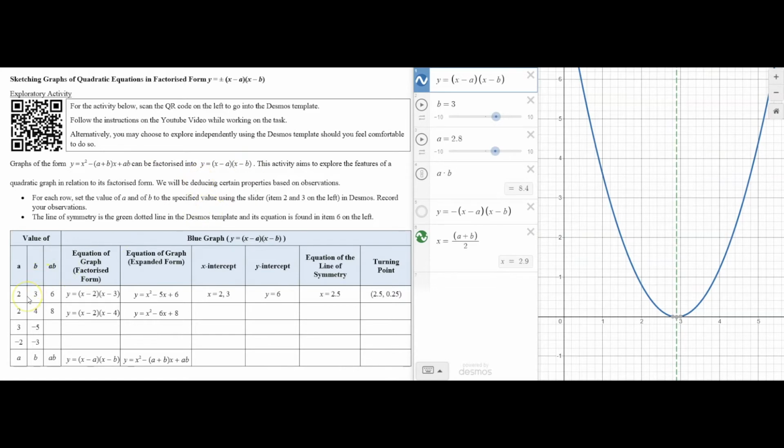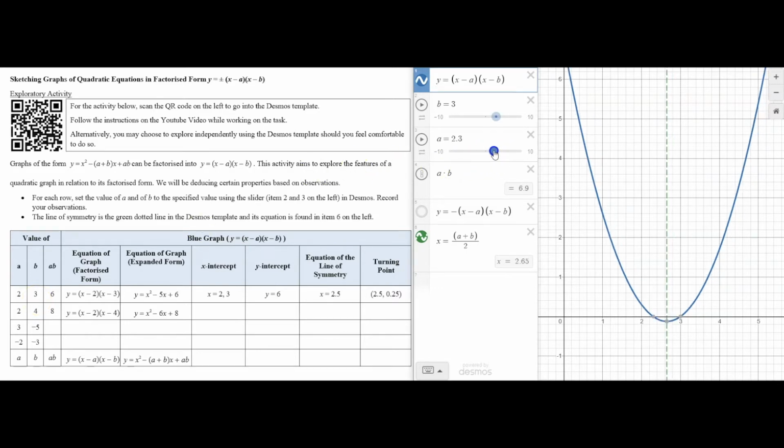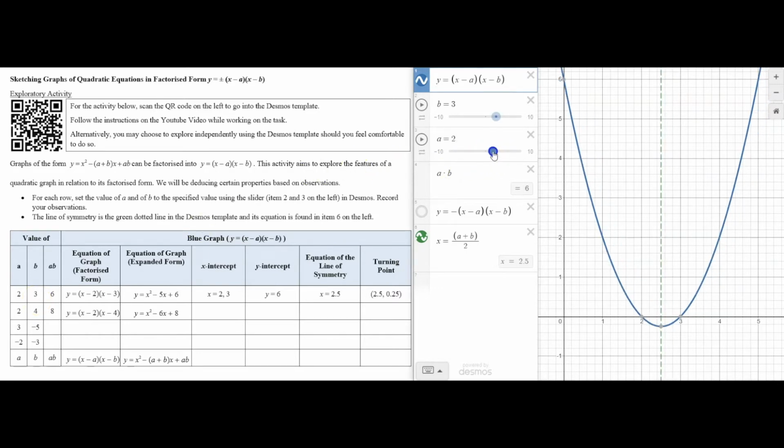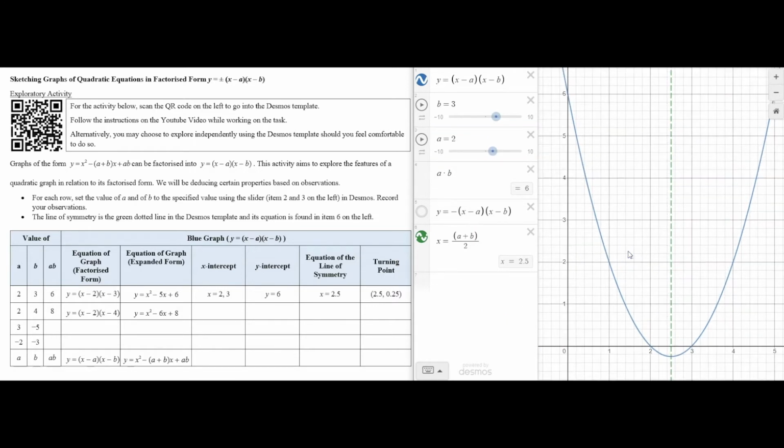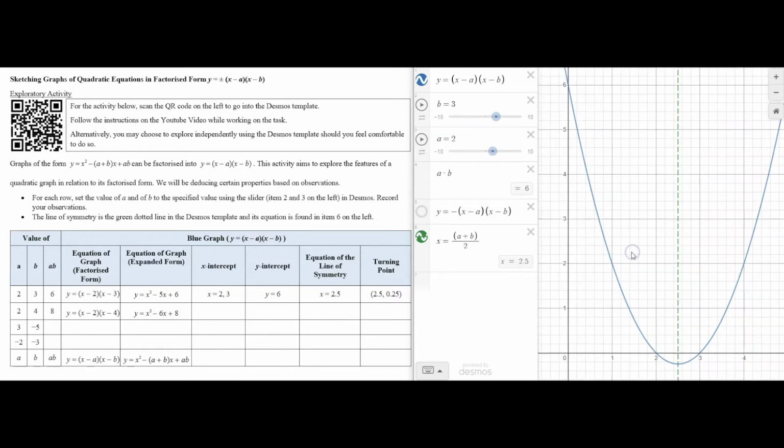So in the first row over here, we have the situation of a equals 2 and b equals 3. So first I need to slide the slider for a to 2. Okay, you can actually change the value directly by clicking this. Okay, so now we have the correct graph. What we need to do is to zoom in a little bit more so we can see clearer. And we have the x-intercept where the graph cuts the x-axis. This is the y-intercept where the graph cuts the y-axis.